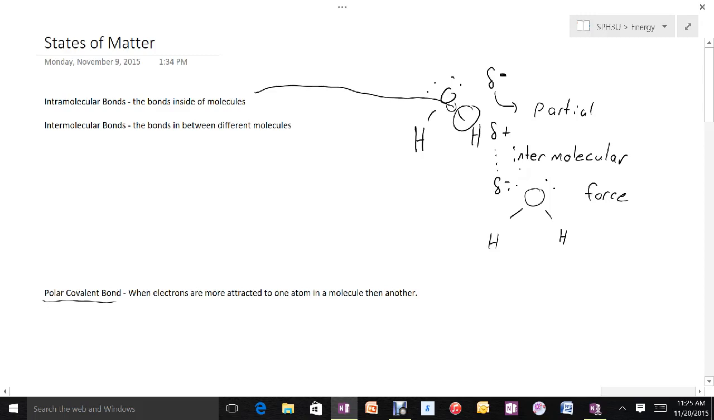If you want an easy way to remember these things, think intra as in intramurals, those are sports that you play within your school, versus inter as in international relationships, which are like relationships between different countries. So intra means within, inter means between. This is called a polar covalent bond because now we have poles to the atom. So it's still covalent as it's a sharing, it's just an uneven sharing.